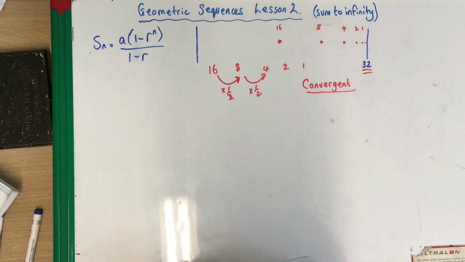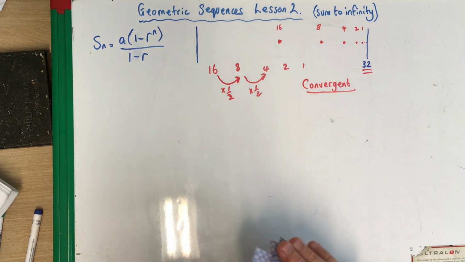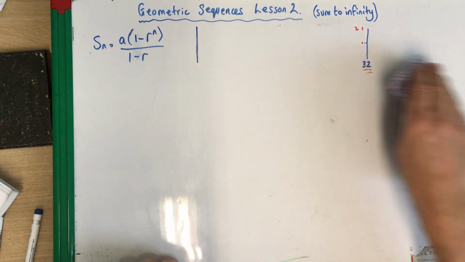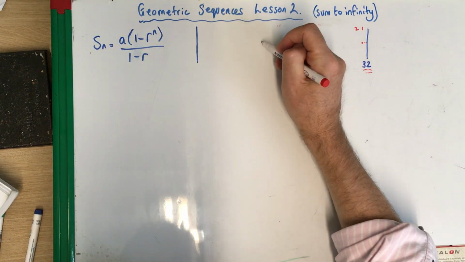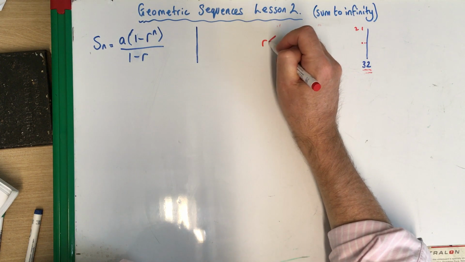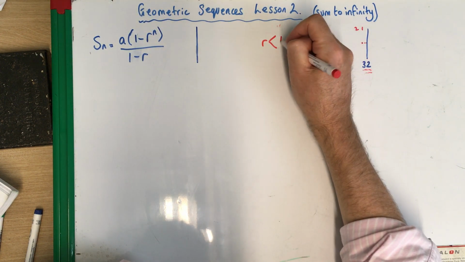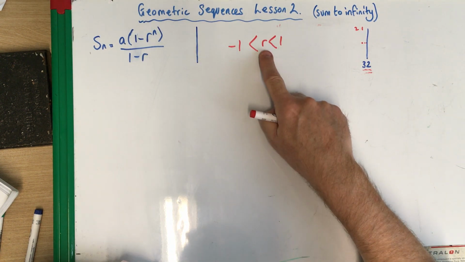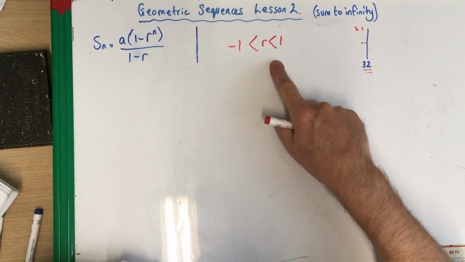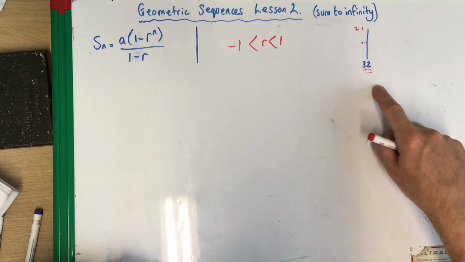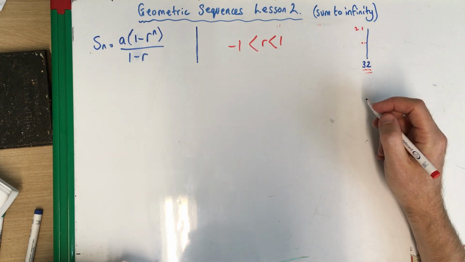And that happens in a very special situation. It happens when our common ratio, r, is a fraction, and it's a fraction between 1 and minus 1. If you have that condition where r is a fraction, then each term that you multiply by that common ratio is going to get smaller and smaller until it gets infinitely small.